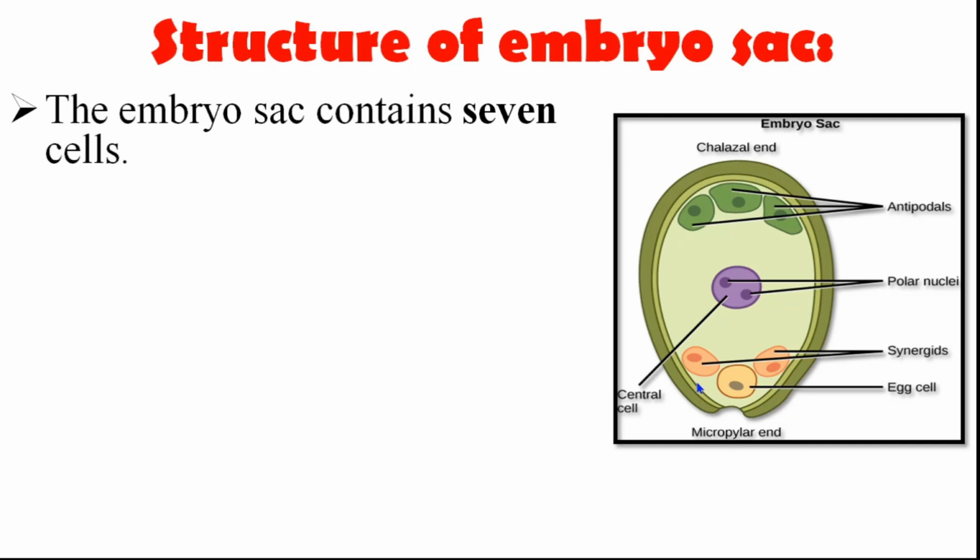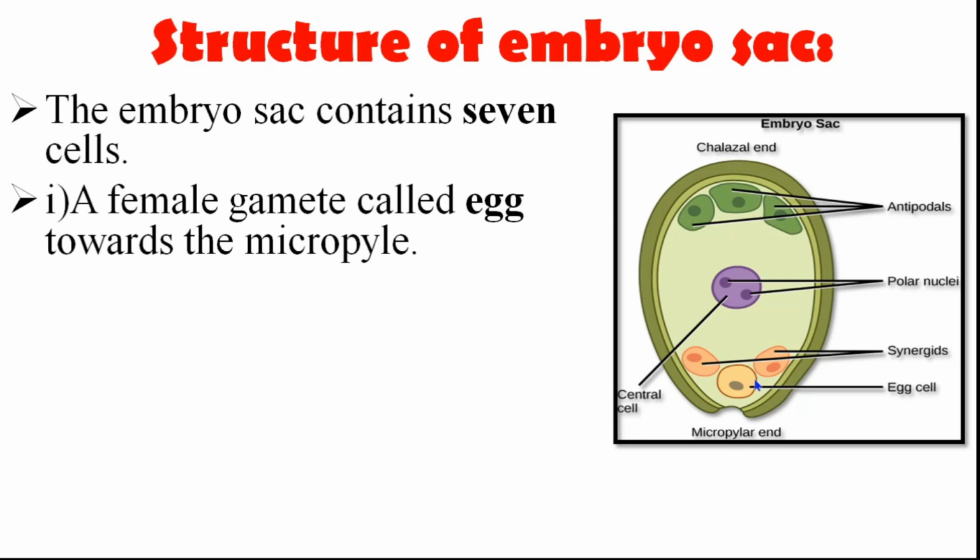Structure of the embryo sac. This embryo sac contains two ends, one is the chalazal end and here is the micropylar end on the opposite side. Inside the embryo sac we can see 7 cells are present. What are these 7 cells? This is the central egg cell, known as the female gamete. It is guarded by the two synergids. These synergids are part of the egg apparatus and they help the pollen reach the egg cell for fertilization.